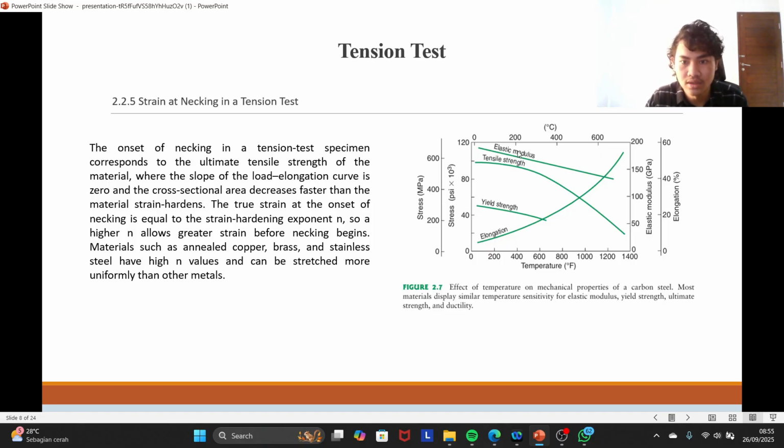And this shows that elastic modulus, tensile strength, yield strength, and elongation vary with stress and temperature.